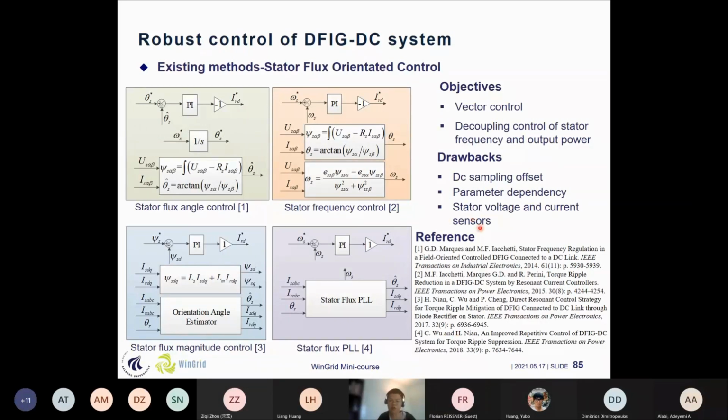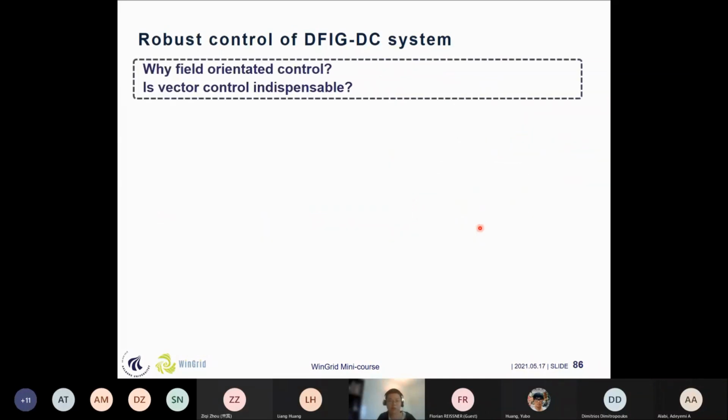I have mentioned that they have some drawbacks, but for robust control, do we need to use the field orientation control? Is the vector control indispensable? I think a very important quality for us in research is that we always need to think outside the box. For many years, when doing DFIG control or motor control, we have been focusing on the orientated control or the vector control. We need to find the orientation angle and then make a decoupling control.